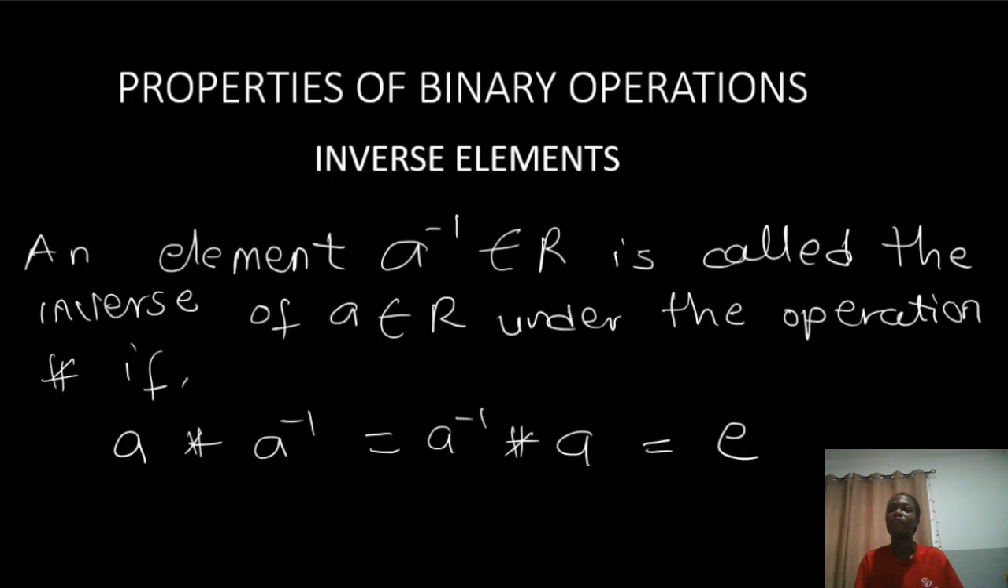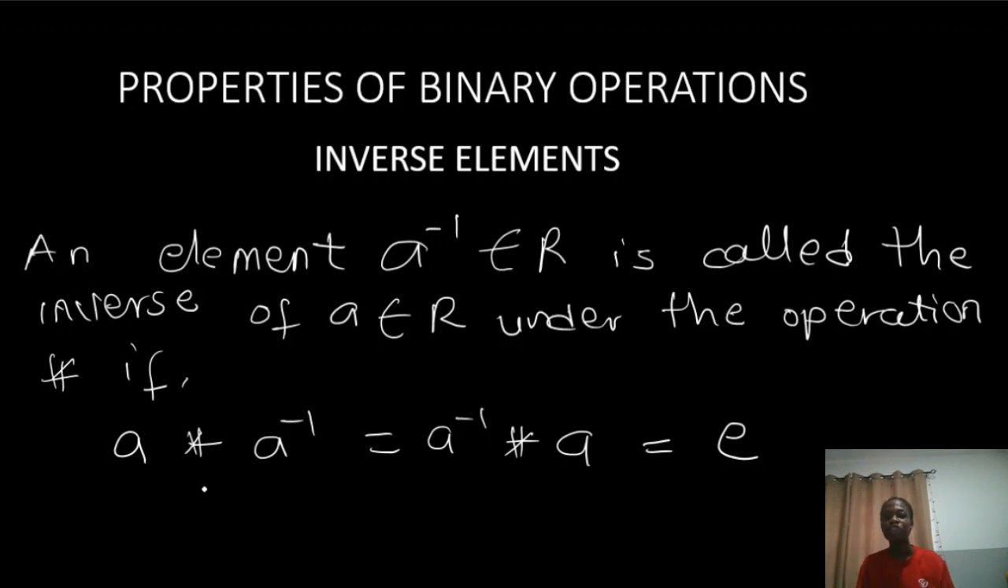We are still on the properties of binary operation, and in today's section you are going to learn about the inverse element. We say that an element a exponent negative 1, which is a member of R, is called the inverse of a, which is also a member of R, under the operation star if a star a exponent negative 1, which is the inverse of a, is equal to the inverse of a star a, which is equal to e. So it means that we say that a number or an element is the inverse of a certain element when, if we perform operation on those two, we are going to get the identity element.